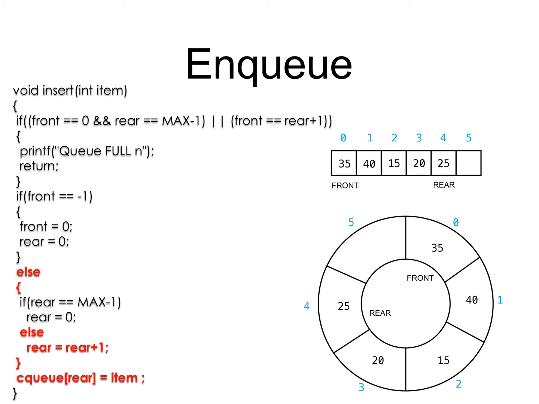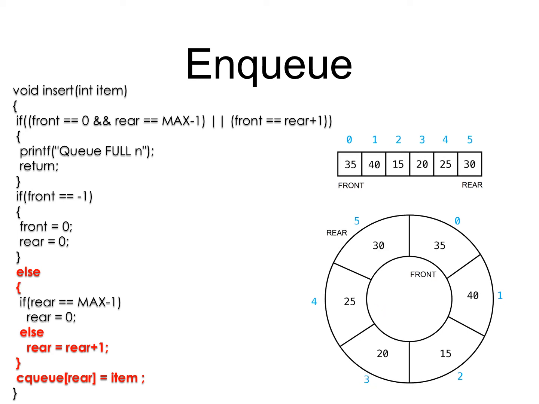So what happens? 0 plus 1, the first position will be given for 40 and the second position will be given for 15, the third position for 20 and the fourth position for 25. So we have 35, 40, 15, 20, 25. Only rear is getting updated, front still stands in the 0th position.